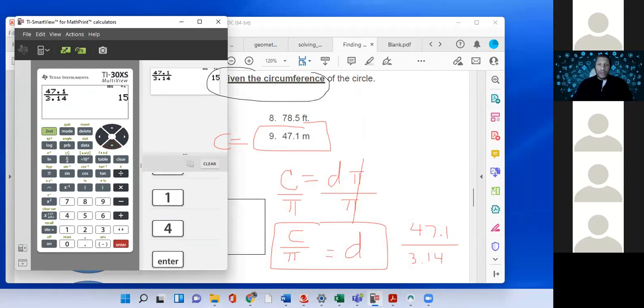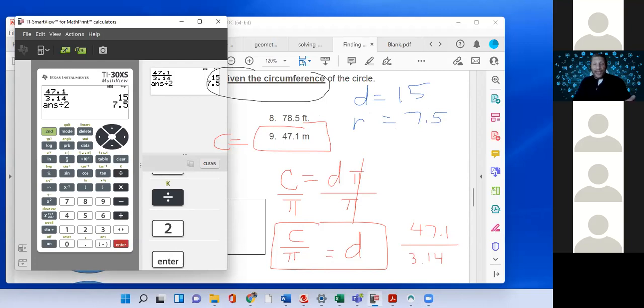So if my diameter is 15, now watch this. Let me change the color here so we really understand. If my diameter is 15, what's my radius? 7.5. How did you get 7.5? Divided by 2, because you got to remember, the radius is half the diameter. So take our calculator, divide by 2. Okay, so we got the radius is 7.5.